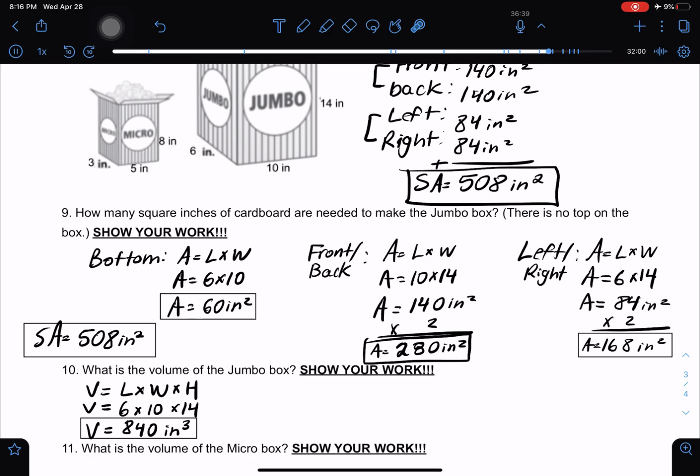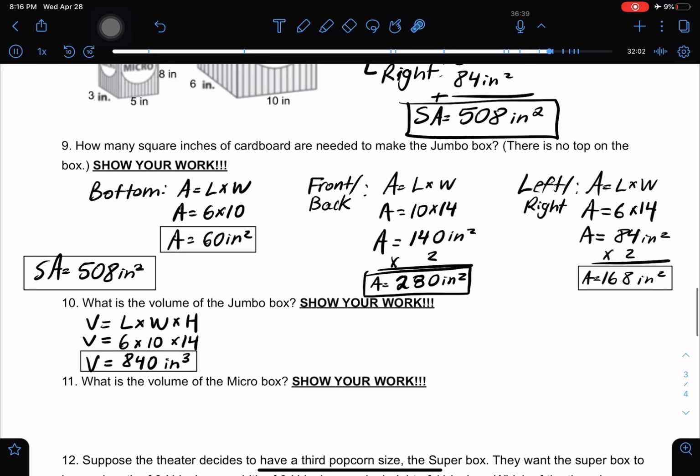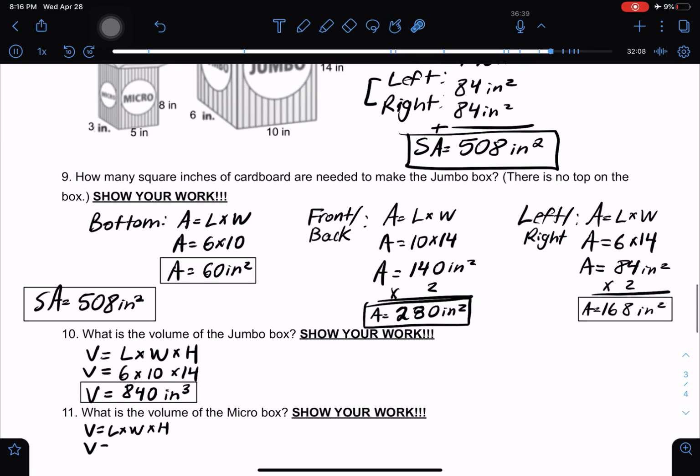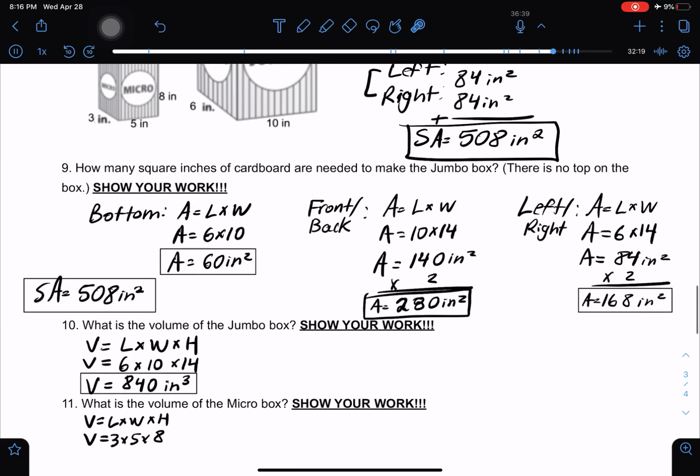Very similar problem in the next one. We are asked for the volume of the micro box. We know volume equals length times width times height. We can plug in our numbers and see that this is 3 times 5 times a height of 8. 3 times 5 is 15, and 15 times 8 is 120. So we have a total volume of 120 cubed inches, or inches cubed. Okay, so that completes all the work for number 11.